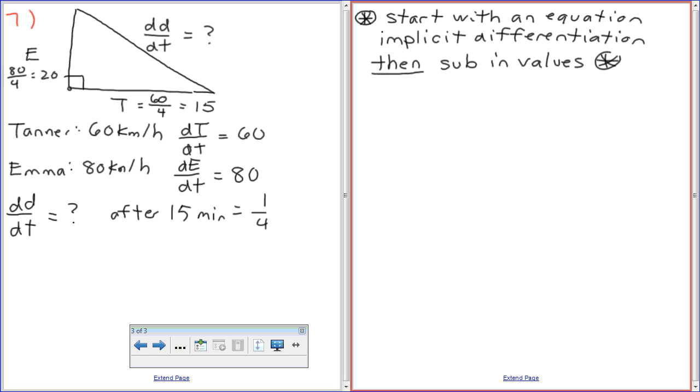can somebody give me a good starting equation? What's a good starting equation going to be? Go ahead. Yeah, distance formula. So I'm going to say d squared equals e squared plus t squared. And most people had that as their equation, but then they started subbing in numbers. Okay, right? So you're going to sub in numbers at the end. You've got to do the rates of change first.